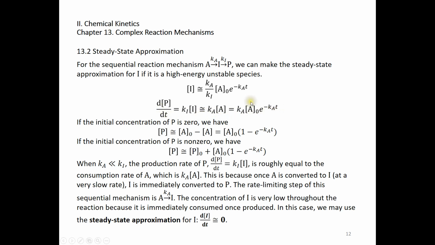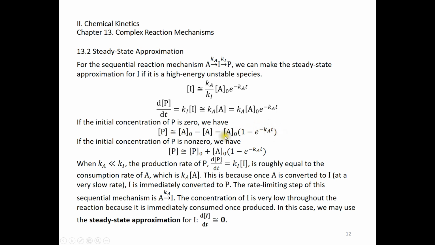Now we have another differential equation to solve. If the initial concentration of P is 0, we do know [P] is just [A]_0 minus [A] minus [I], and because [I] is much smaller than both [A] and [P] throughout the reaction, we have this equation, and [P] is approximately [A]_0 times 1 minus e to the power of negative k_A t.